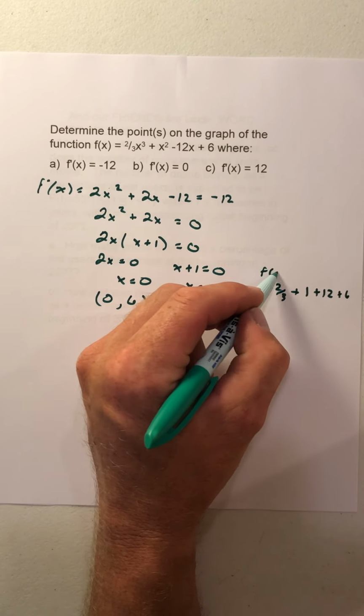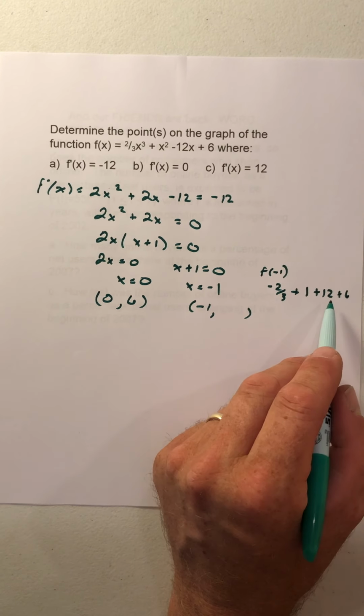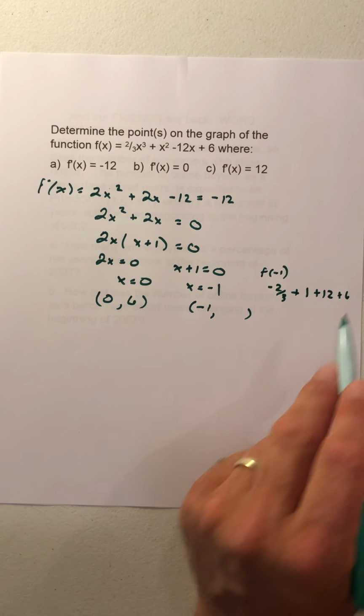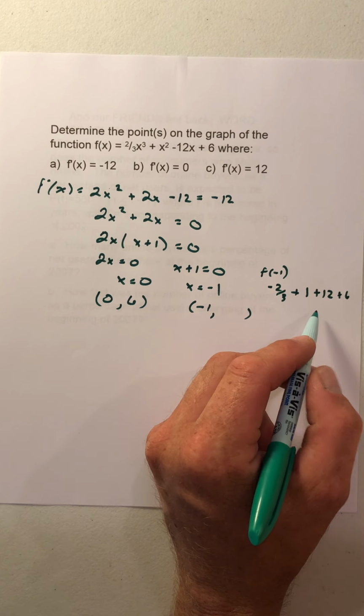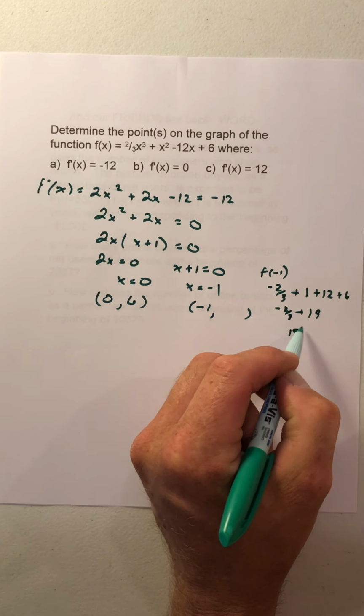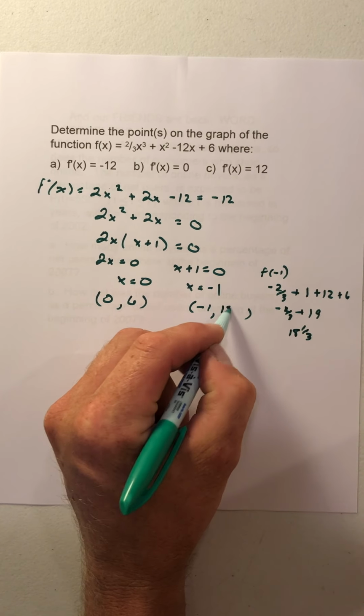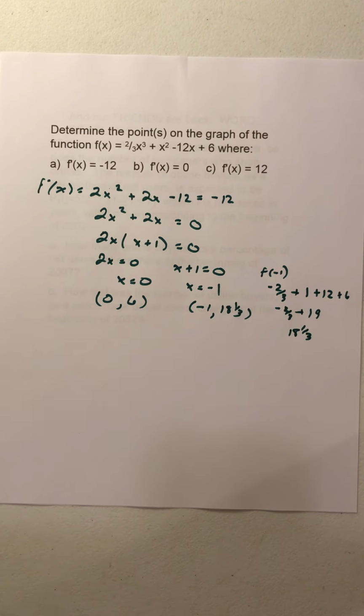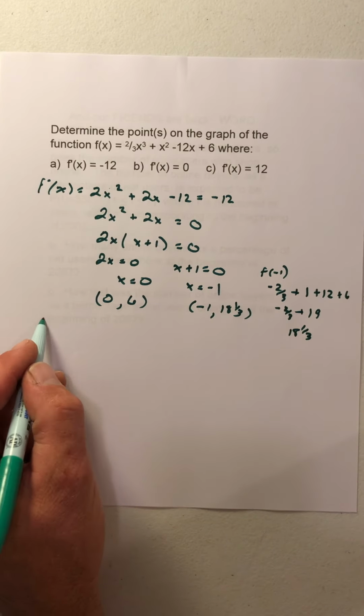Again, this is f of negative 1. Adding those together, we have 12 and 1 and 6 is 19. Then we're going to add negative 2/3, so we get 18 and 1/3. Again, you can put that in a mixed number or improper fraction if you want. It really doesn't matter to me. We can go on to part B.